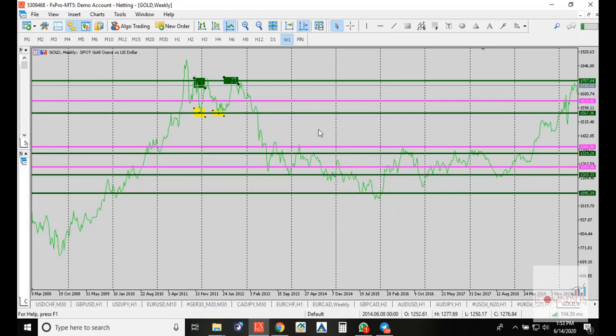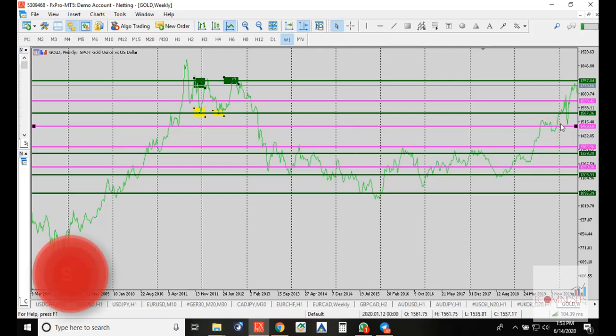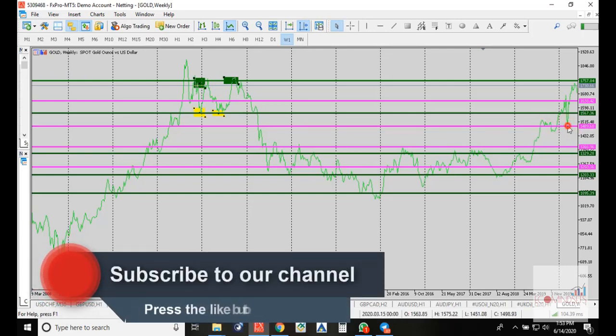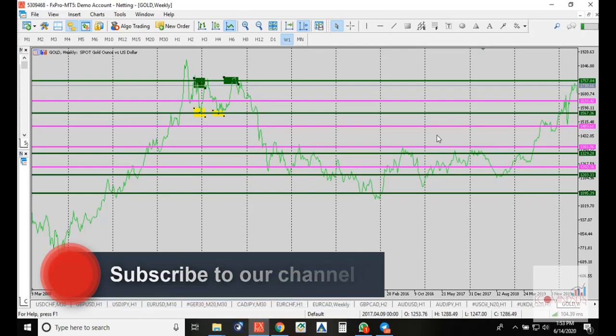Okay, I think we can even get one from here. Yeah, we can get one from here. So we have one touch, two touches, a touch here, a touch here, and a touch here. So this is also another key level on the weekly time frame.